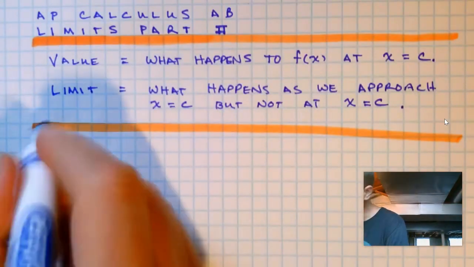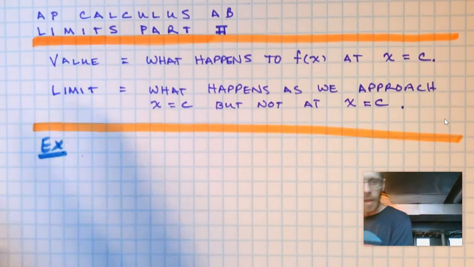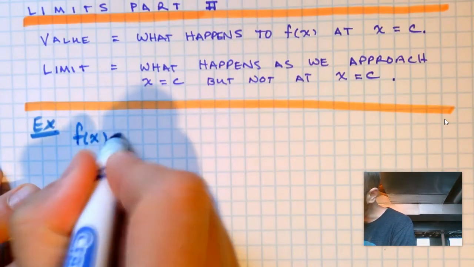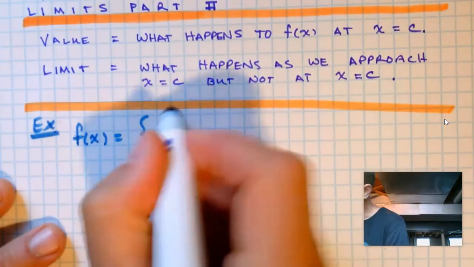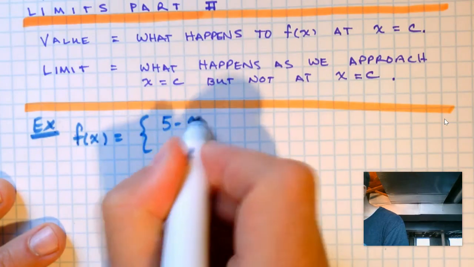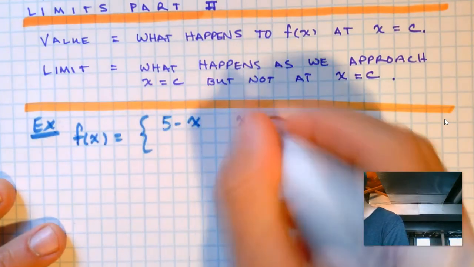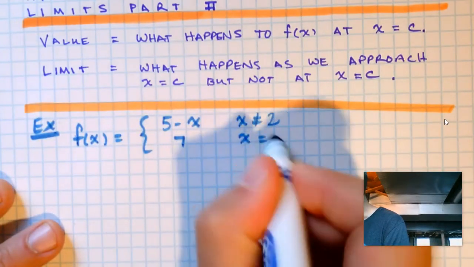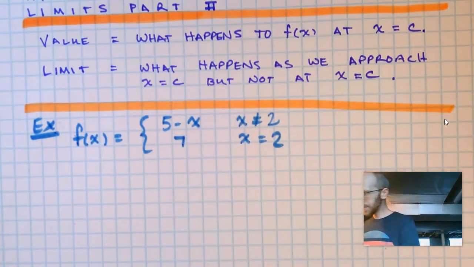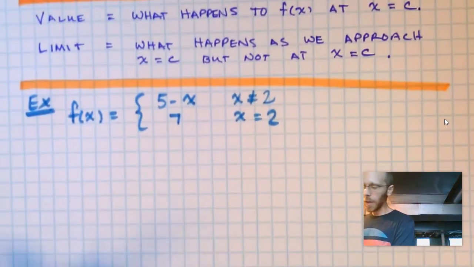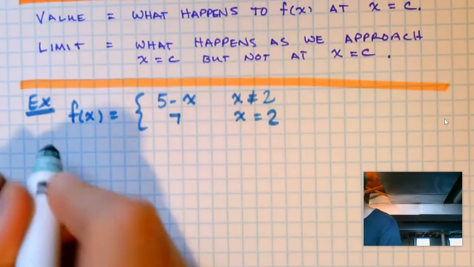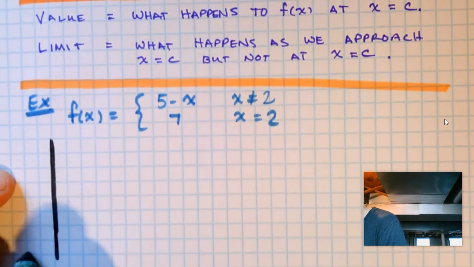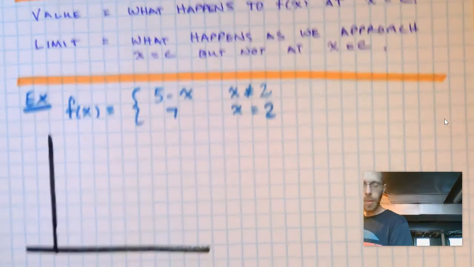Well, why do we care about this? Let me give you an example. Suppose we got a function, and it's one of them piecewise functions, something like this. Suppose that it's equal to 5 minus x, as long as the x value is not equal to 2, but that it's equal to 7 when x is equal to 2. Well, in the case of this function, the value and the limit are not always the same.